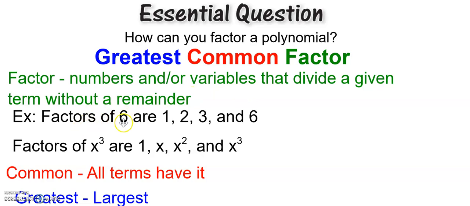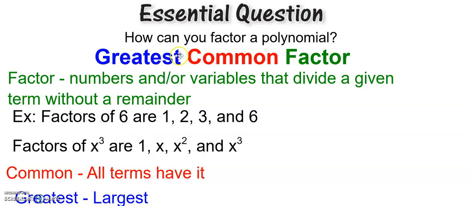So for example, the factors of the number 6 are 1, 2, 3, and 6. One thing to point out is that for factors of anything, one of them is always going to be 1, and one of them is always going to be that thing. Then there might be some other stuff. Side note, if something is considered a prime number, then the only factors of it are 1 and itself. That's what it means to be prime. Another example, factors of x cubed would be 1, x, x squared, and x cubed. All of these would be factors of x cubed.